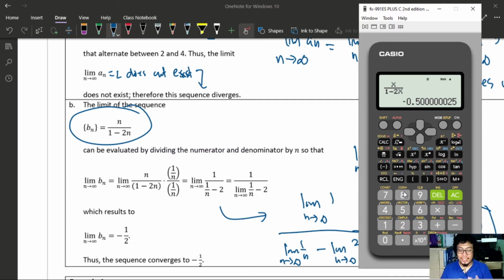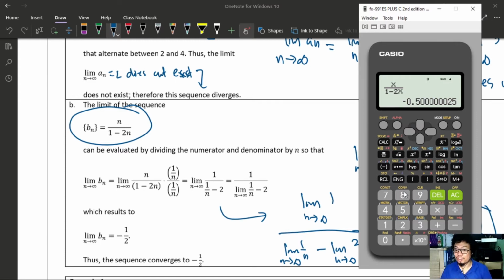Because the thing is that there are some limits that, if you do it this way, numerically, actually change their final answer when you change the value of n, or in this case x. So in that manner, sequences that are divergent are very susceptible to that kind of behavior.